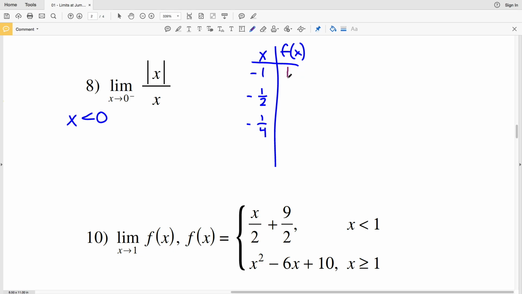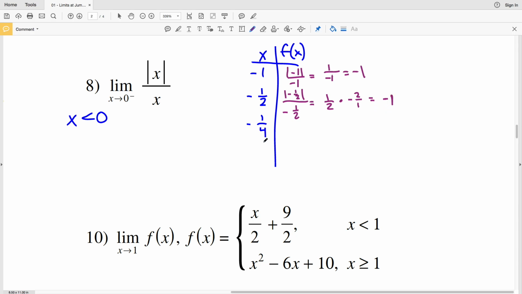Entering in negative 1, we'll have the absolute value of negative 1 divided by negative 1. The absolute value of negative 1 is a positive 1, so that's 1 over negative 1, which equals negative 1. For negative 1/2, we'll have the absolute value of negative 1/2 all over negative 1/2. The absolute value of negative 1/2 is a positive 1/2, and as opposed to dividing by negative 1 over 2, I'll multiply by a negative 2 over 1. So I'm multiplying by that reciprocal. So that's going to be negative 2 divided by 2, which is a negative 1.